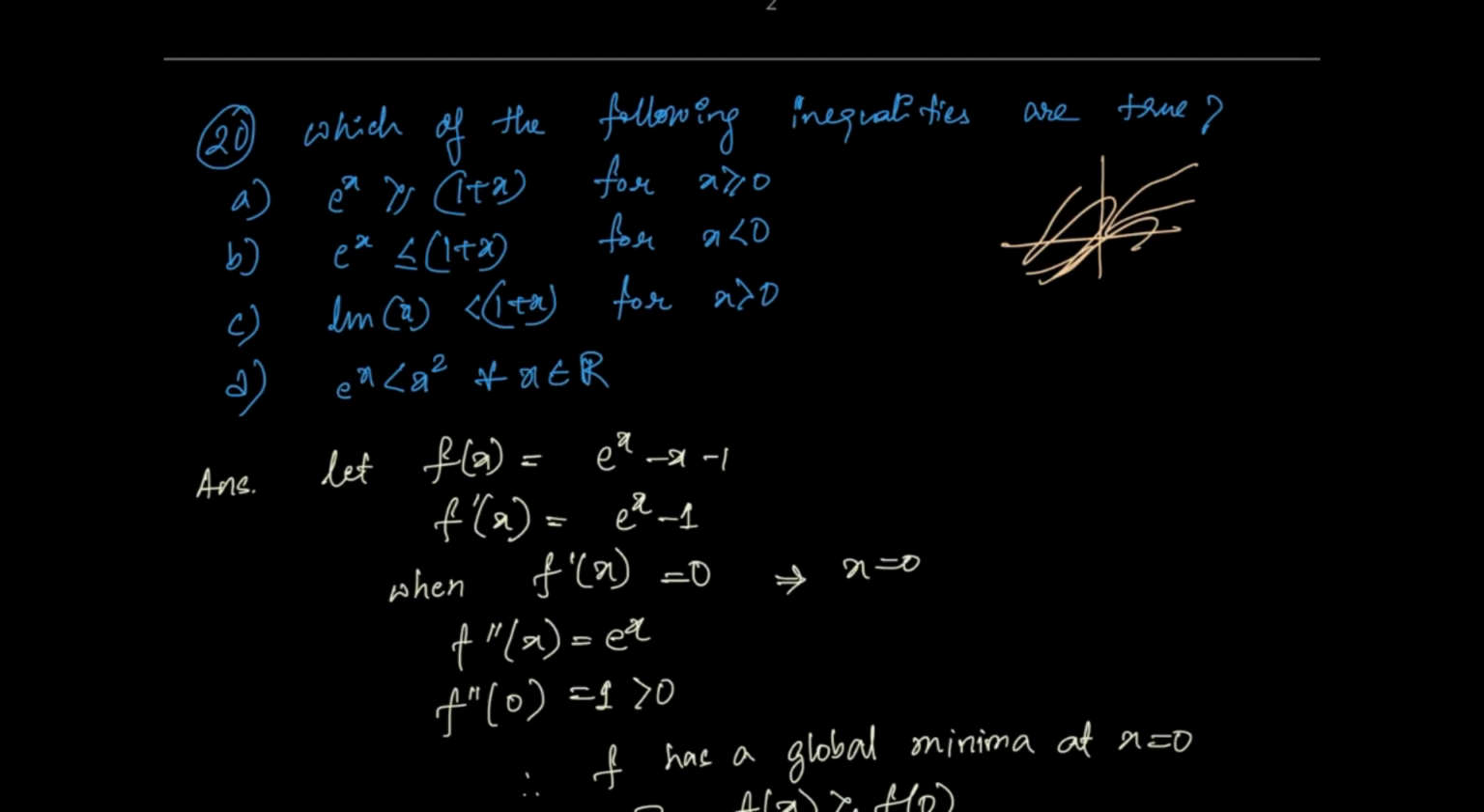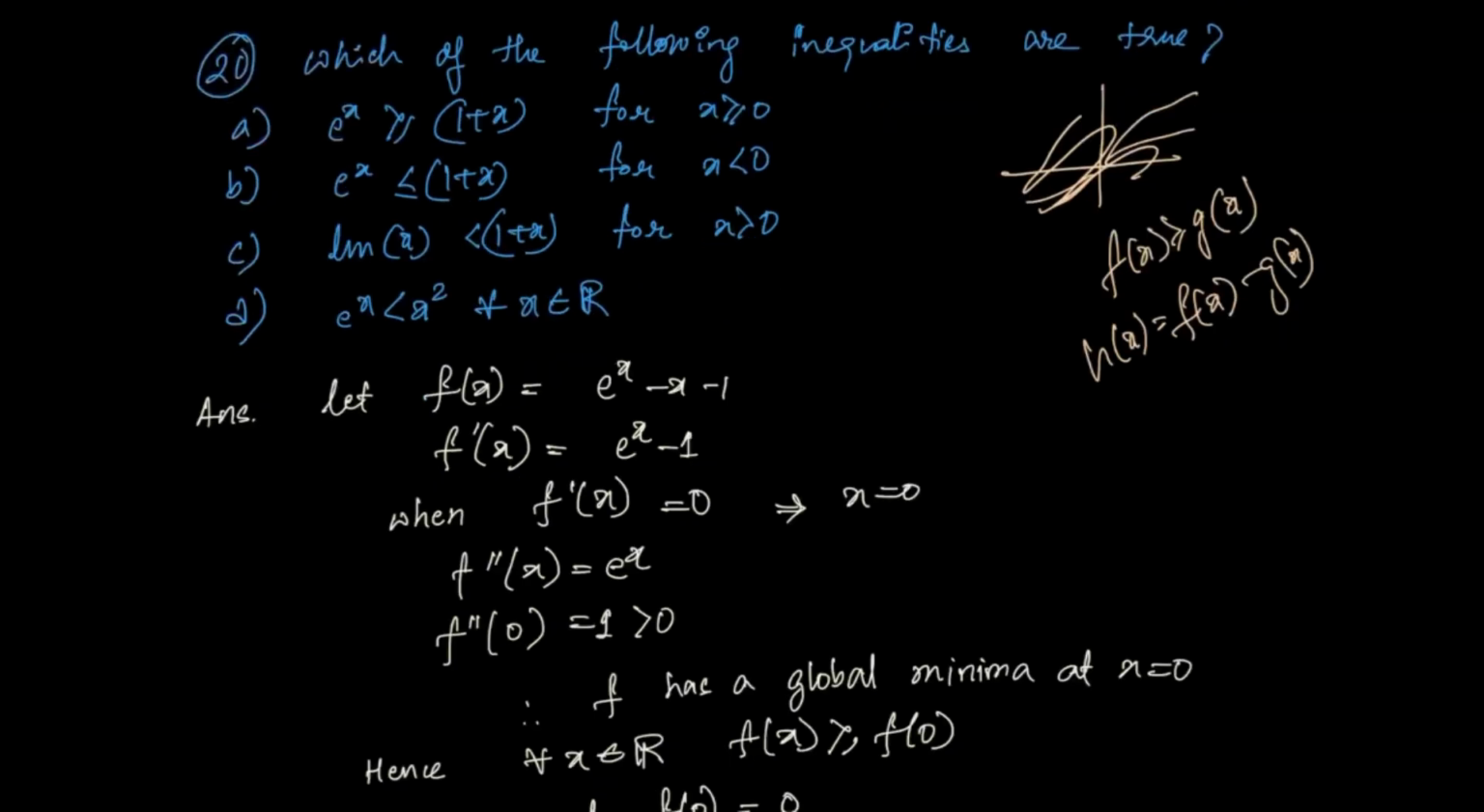So I'm doing that: f(x) is equal to e to the power x minus 1 minus x. Another trick is that if you need to show f(x) greater than or equal to g(x), then you should always take h(x) to be f(x) minus g(x). This makes calculations easier rather than g(x) minus f(x). So here we're doing e to the power x minus 1 minus x.